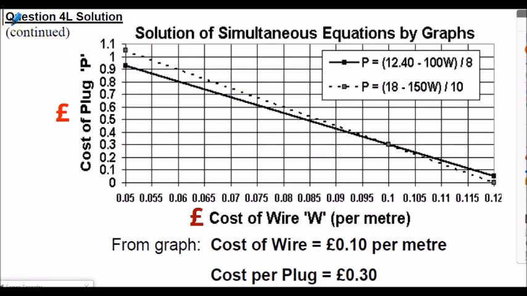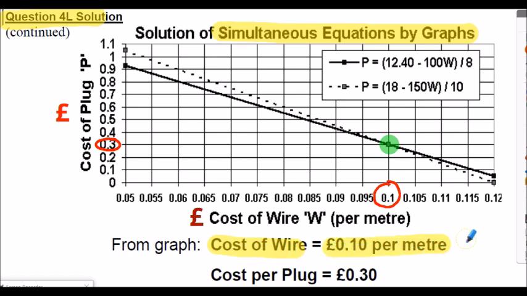Question 4L continued. Here's the graphical solution to the simultaneous equations. The intercept occurs in this region here. So reading horizontally, the x value, or the W value in this case, is 0.1. And reading vertically, the P value, the Y value, is equal to 0.3. Reading from the graph, the cost of the wire is 0.1 pounds per meter, or 10 pence per meter, and the cost of a plug is 0.3 pounds, or 30p.